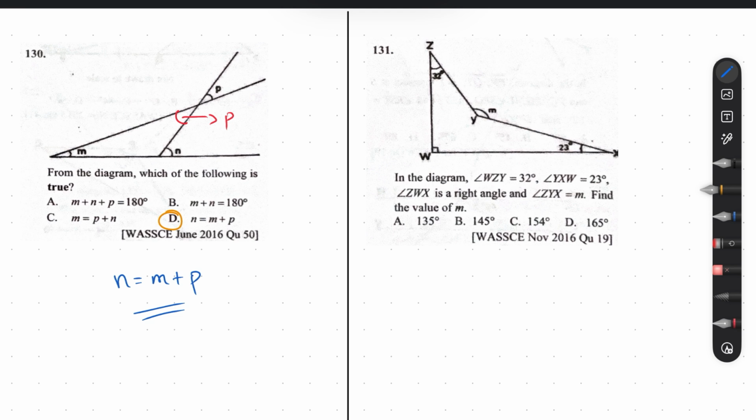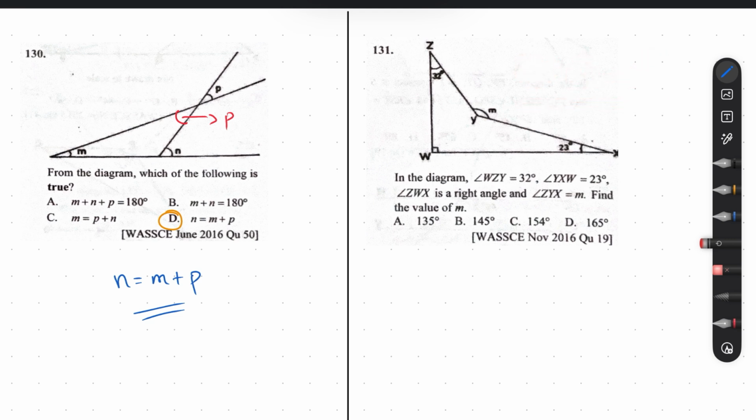The question says, in the diagram, this angle is 32, this angle is 23, and this is a right angle. That means it is equal to 90. And then we're given this angle as M. Find the value of M. So we are supposed to find the value of M. Now we know that this is a polygon, so we can find the sum of interior angles of a polygon.